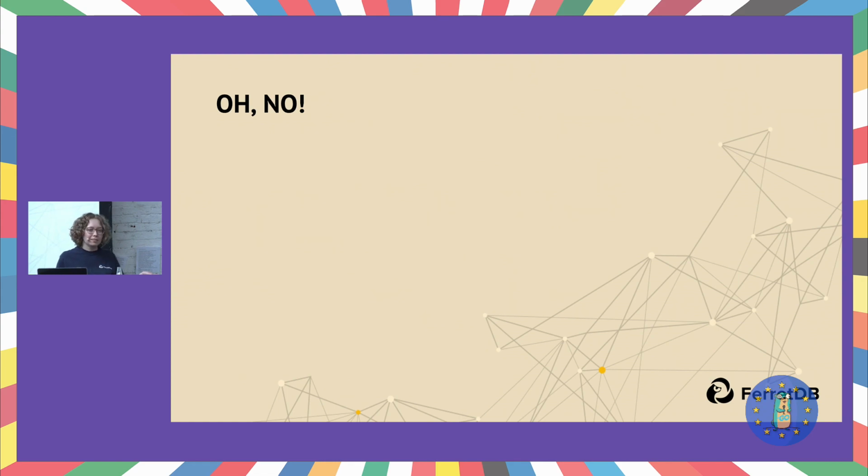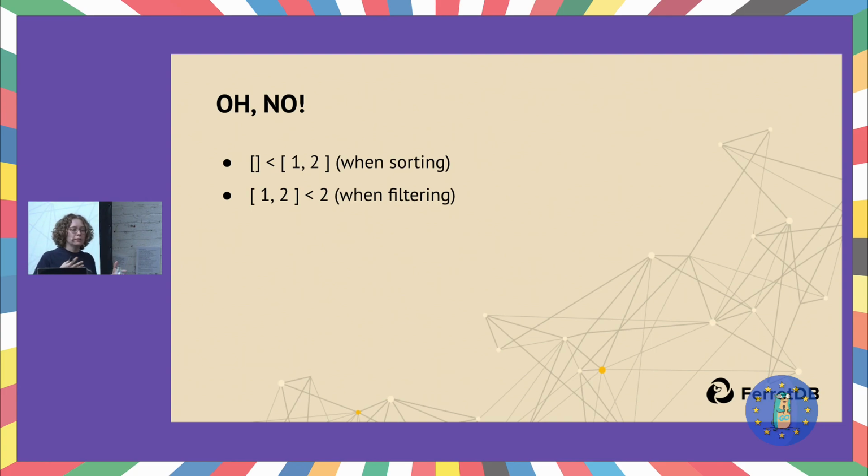Why did it happen? It happened because of one interesting thing that we didn't know when we were writing a unit test. When we sort, an empty array is less than a non-empty array. When we filter, an array that has elements 1 and 2 satisfies the filter less than 2. But when we filter, an empty array is not less than 2. And this is something we didn't know when we wrote the unit test.